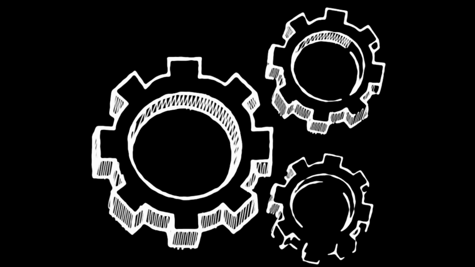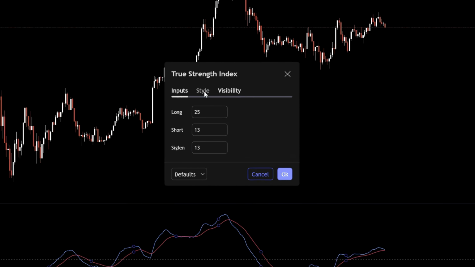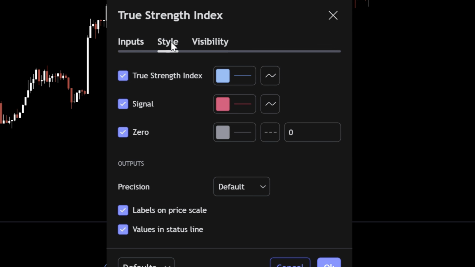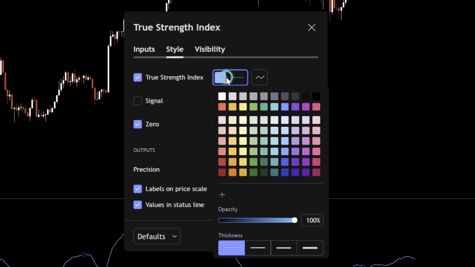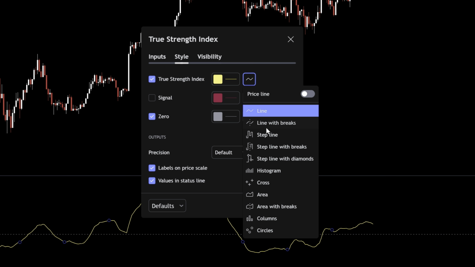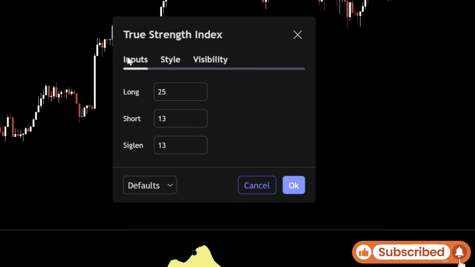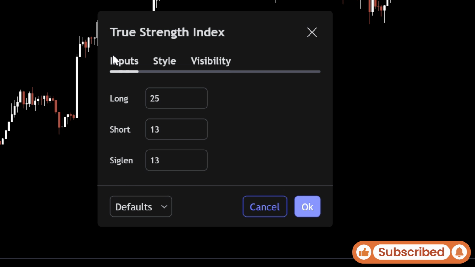So we're making some very specific changes here. First, go to the Style tab. Change the TSI line to yellow. Then change it from a line to an area. This makes it visual. You can see momentum filling up or draining out. Now disable the signal line completely. We do not need it. Next, input tab. Long length, change it to 200.